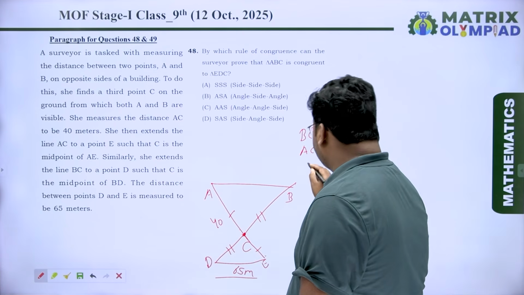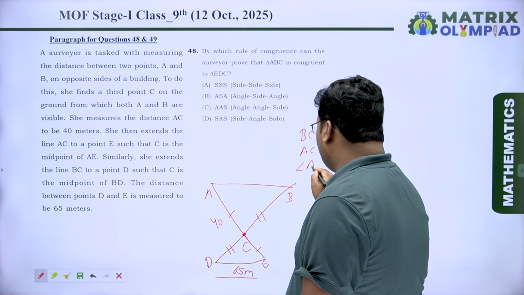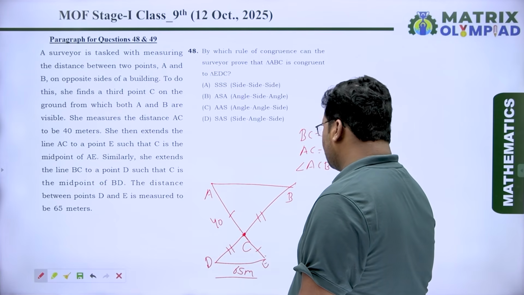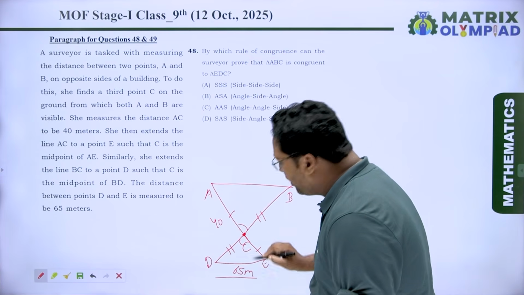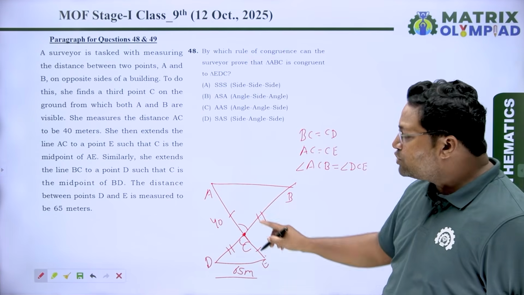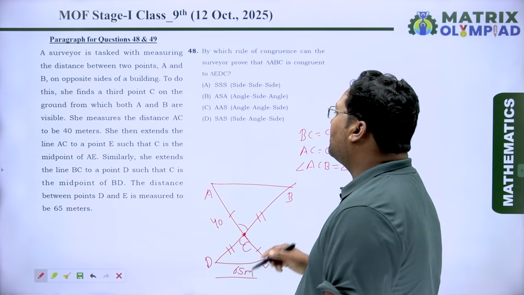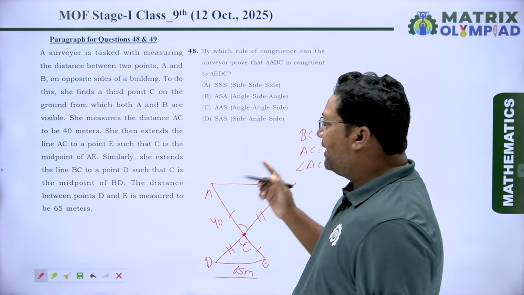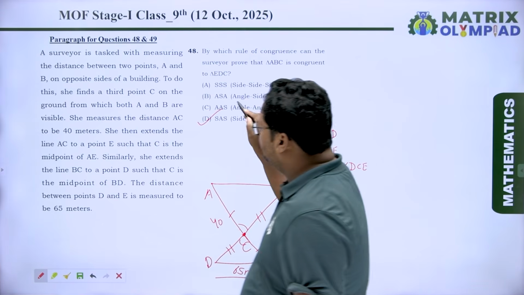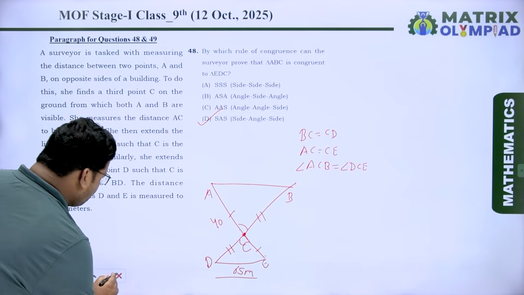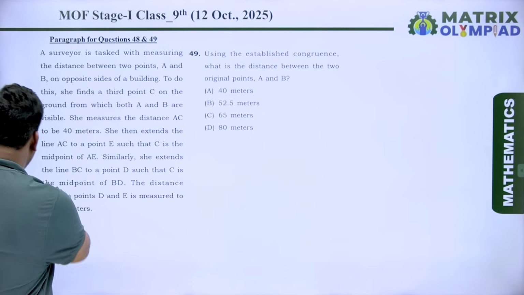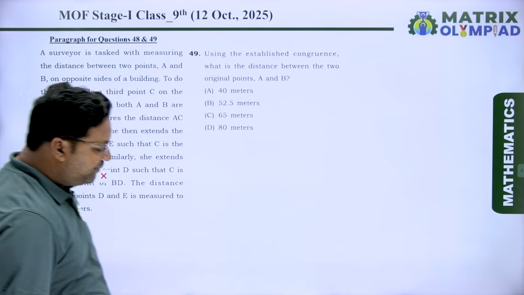So it means, and angle ACB is equal to angle DCE. These two angles are vertically opposite angles. So these two triangles are congruent by the criteria of SAS, side angle side, which is in option D. So option D will be the right answer. Now coming to the next question. So here you can see the paragraph is the same.